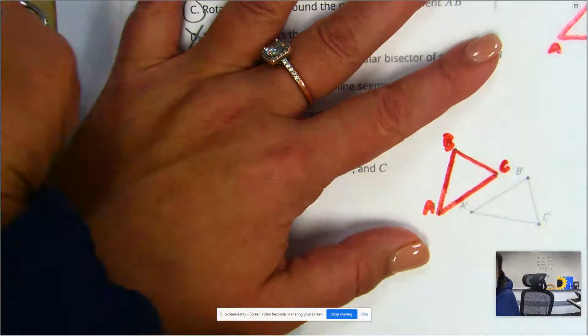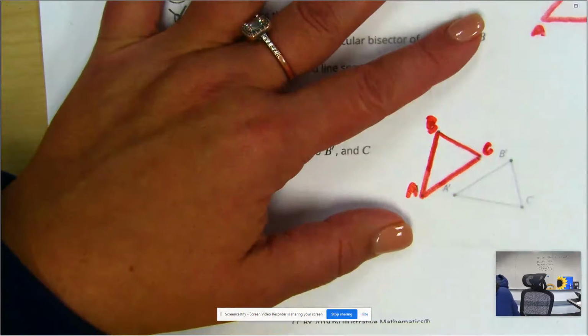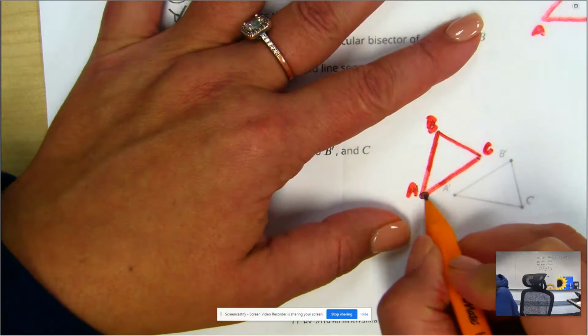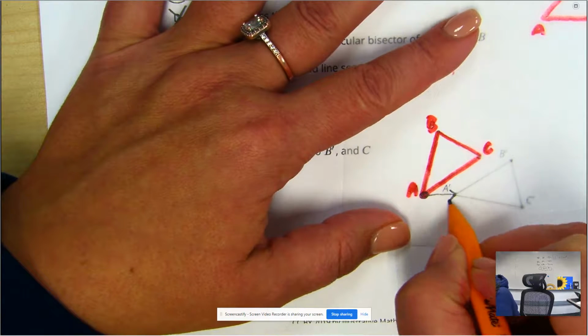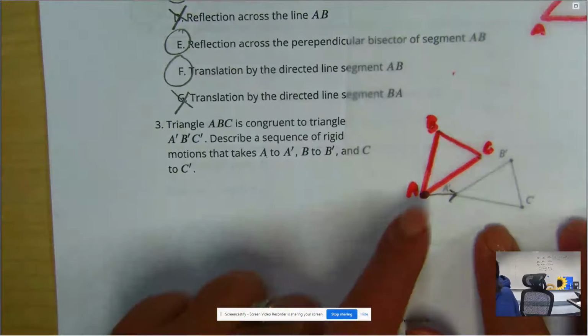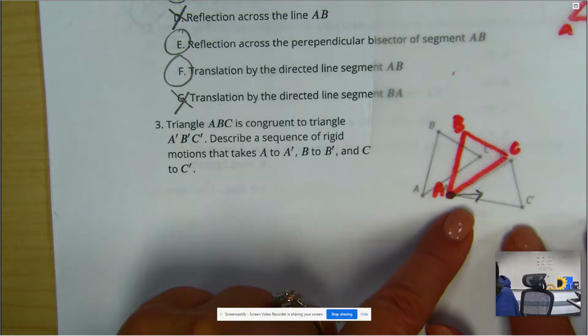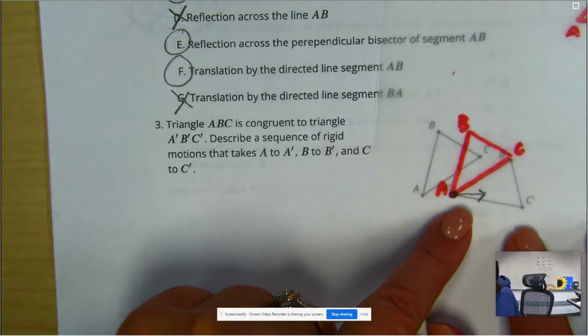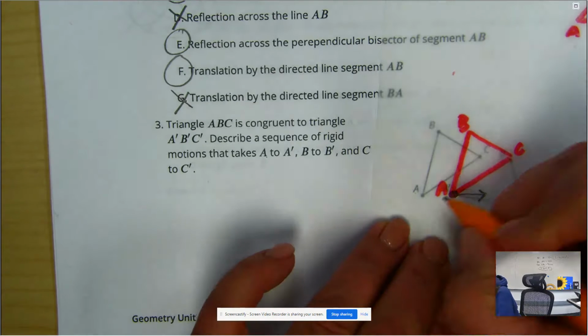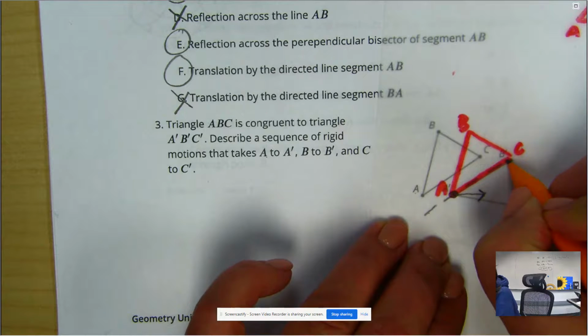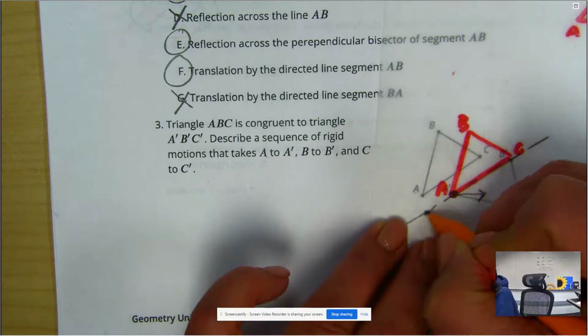Easiest way is to line up one of the letters. I'm going to do A to A prime. You could do any one you wanted. So I'm going to do a translation along directed line segment AA prime. And then it looks like I can reflect it across line AC.